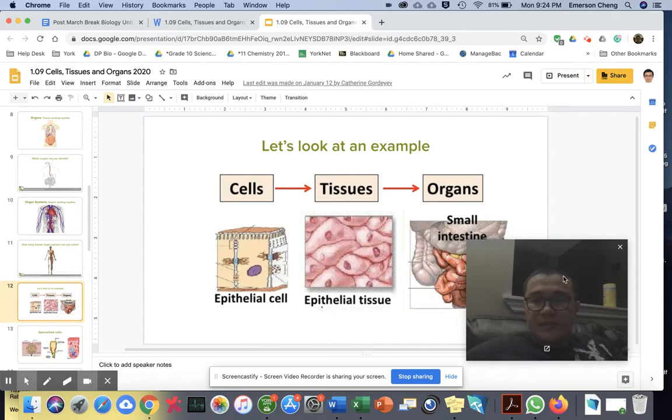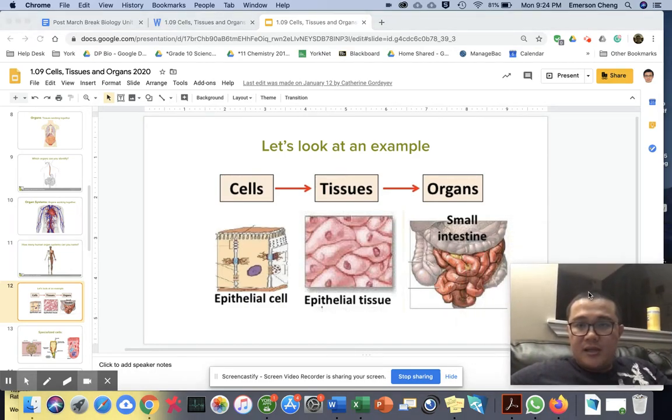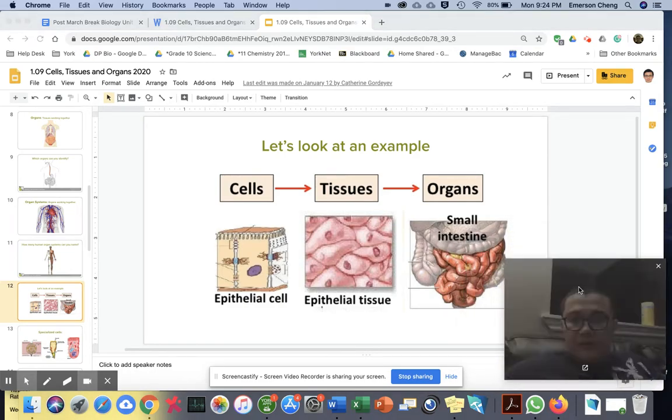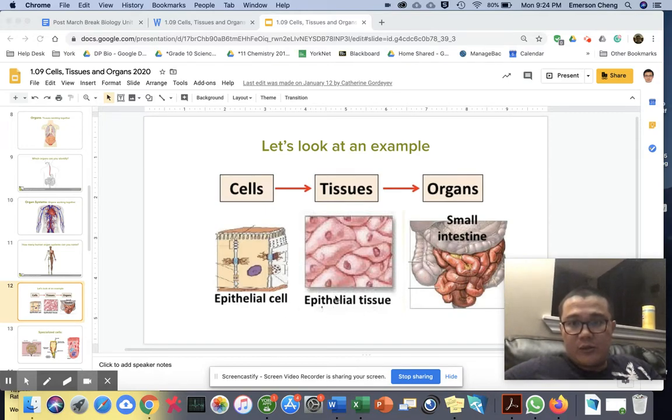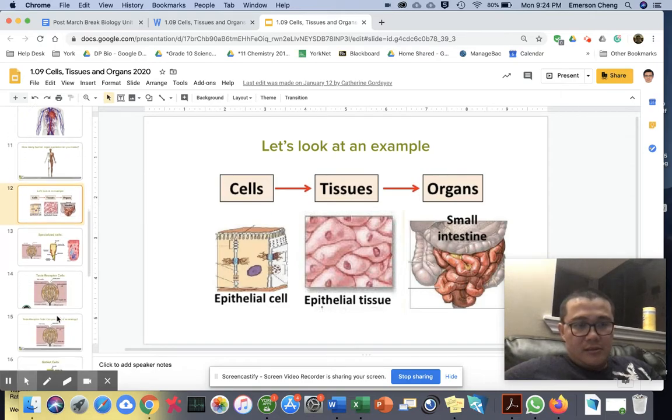Now, here are some examples: epithelial cell, tissue, and then you have the small intestine. You have epithelial cells and tissues pretty much anywhere, but we're looking at the epithelial tissue in the small intestine. Now, next slide.